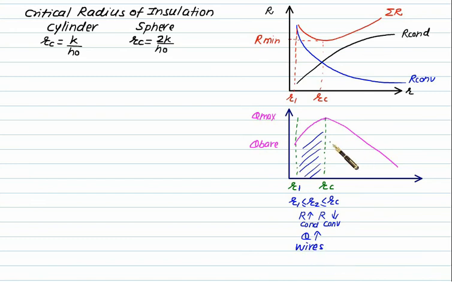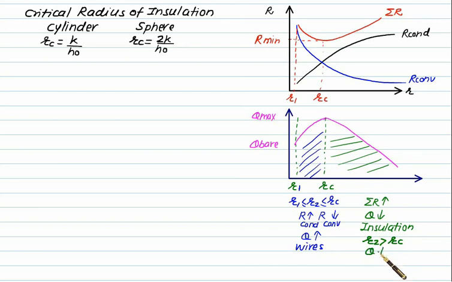In the region where R2 is greater than RC, the conduction resistance will increase at a faster rate as compared to convection resistance. So this time the total value of sigma R will increase. Because of this, Q will decrease. This will serve the purpose of insulation. So if R2 is greater than RC, then the heat transfer rate Q will decrease. This is normally preferred in the case of steam pipe.